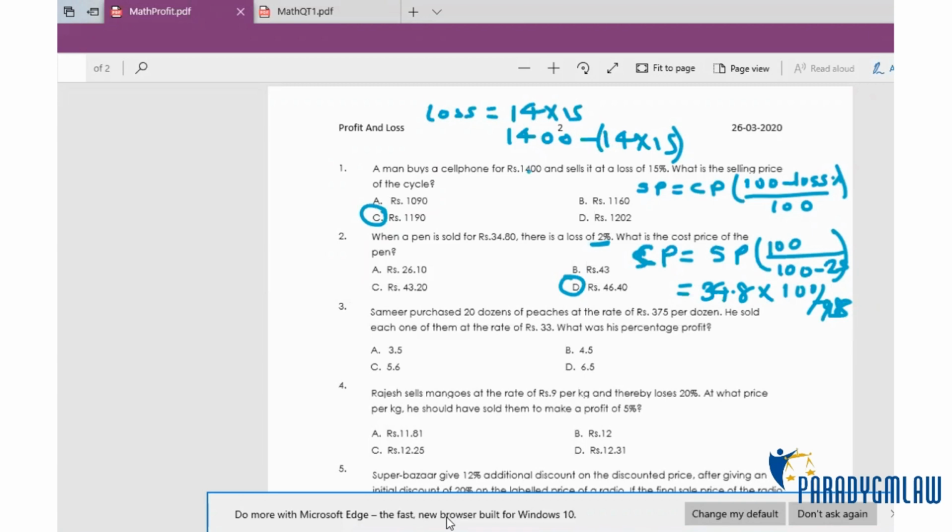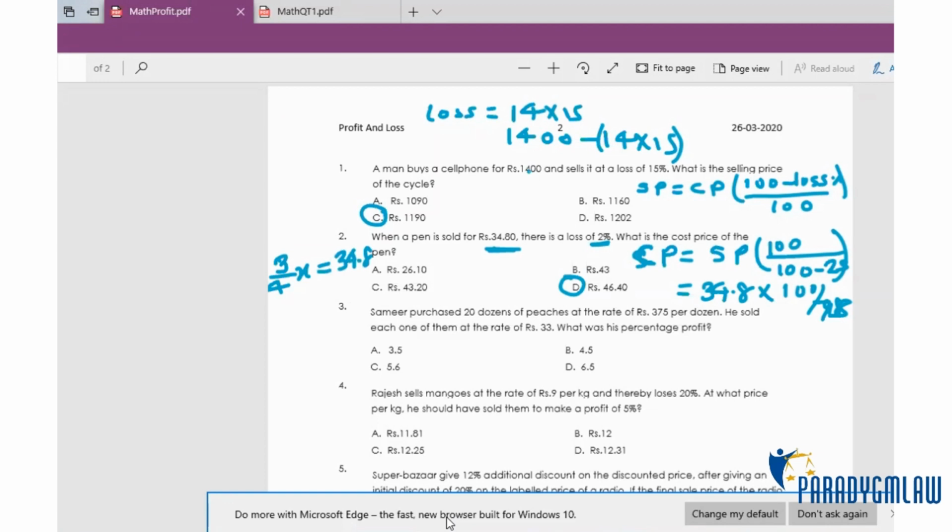Or the shortcut is, suppose the cost price is X that you're looking for. 34.80 is 75% of the cost price, and 75% is 3/4. So 3/4 of the cost price is 34.8. From here you can find X.